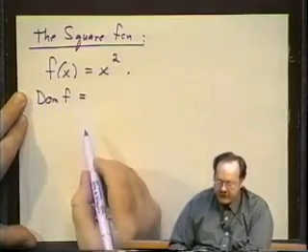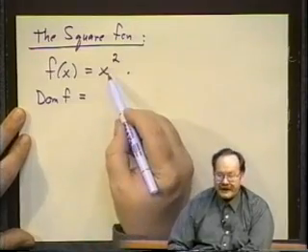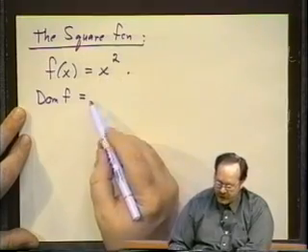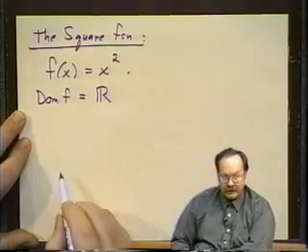Well, you ask yourself, what would have to be eliminated? What number can you not square? Well, there isn't any. You can always square a number. So that means the domain of this function is all real numbers.